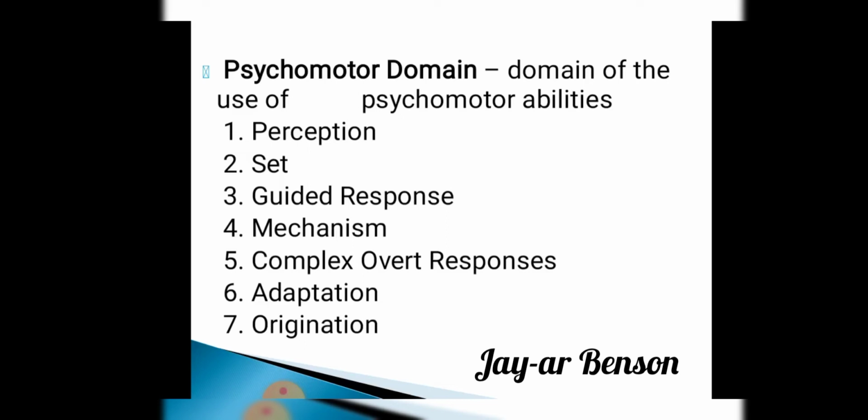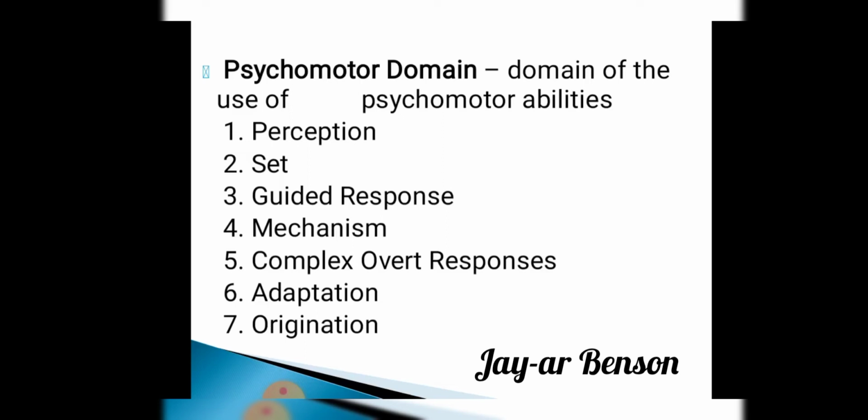The third one is the guided response. These are the early stages in learning a complex skill that include imitation and trial and error. Adequacy of performance is achieved by practicing. The fourth one is the mechanism. This is the intermediate stage in learning a complex skill. Learned responses have become habitual and movements can be performed with some confidence and proficiency.